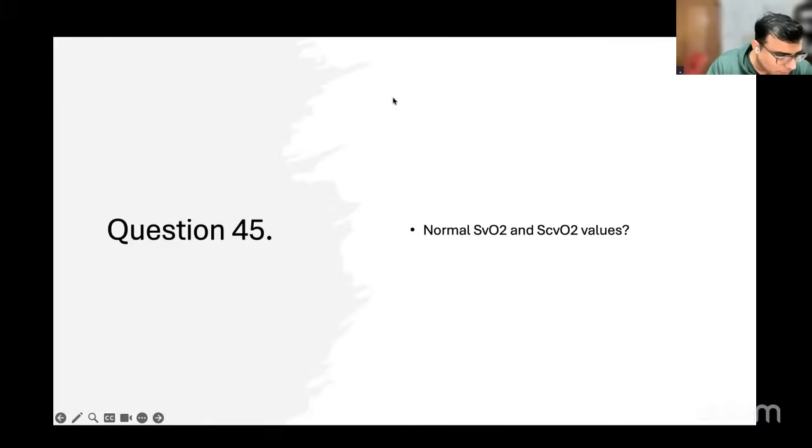Yeah, SCVO2 equals SVO2 plus 5 was an option there for this question. So that is the correct answer, right? SCVO2 equals SVO2 plus 5. So a 5 to 6% difference is normally seen between SVO2 and SCVO2 values. SVO2 is lower than SCVO2. So SVO2 is around 65, and if that is the criteria, then SCVO2 will be around 70.